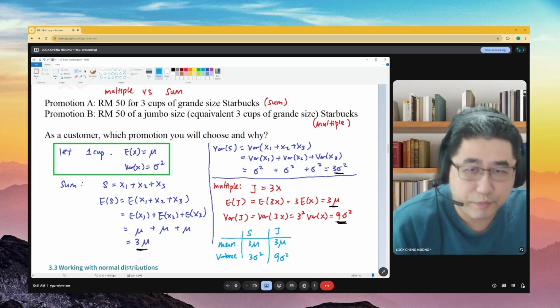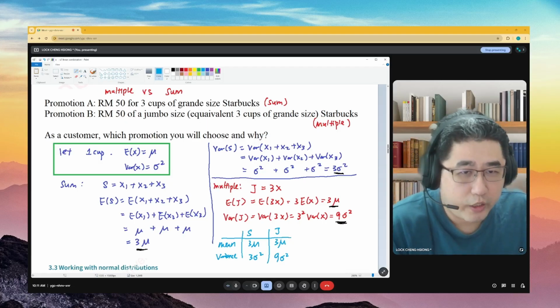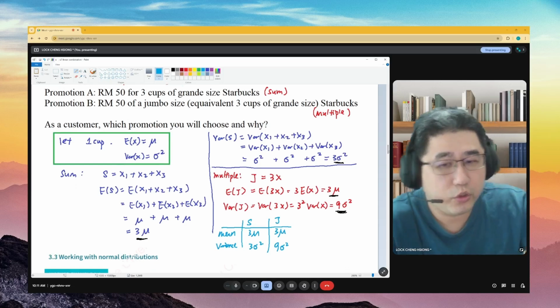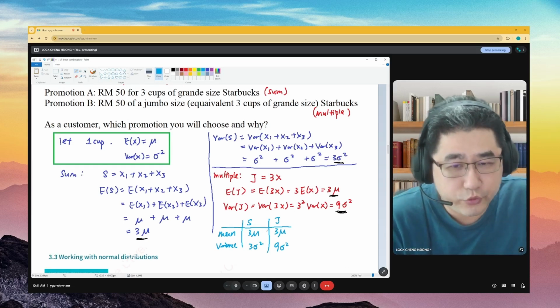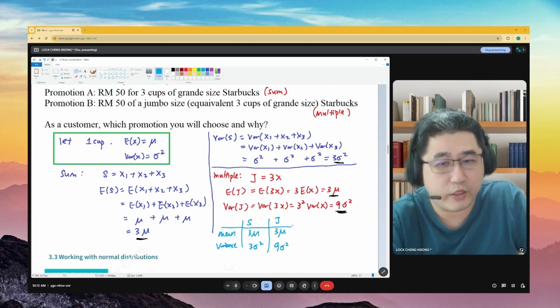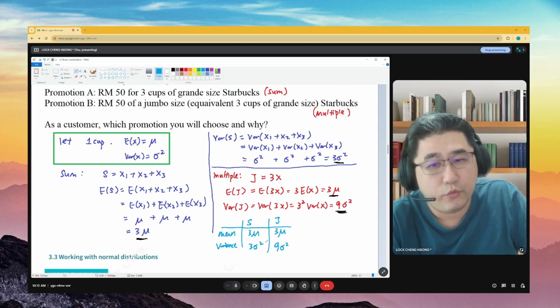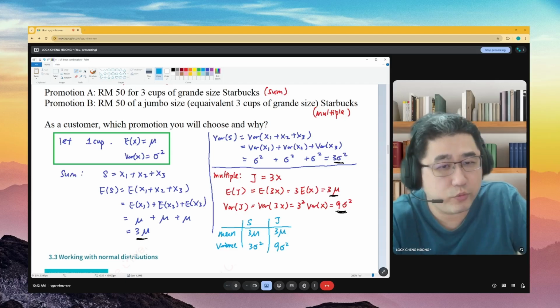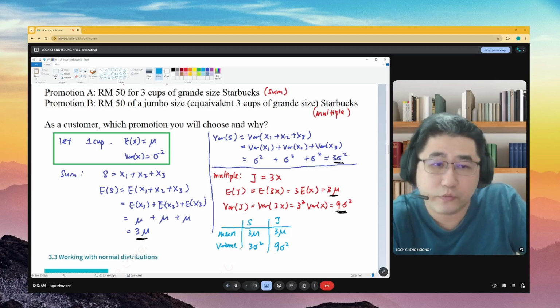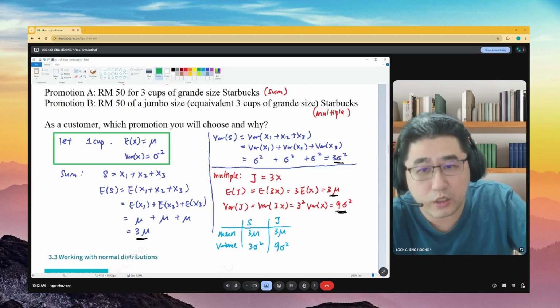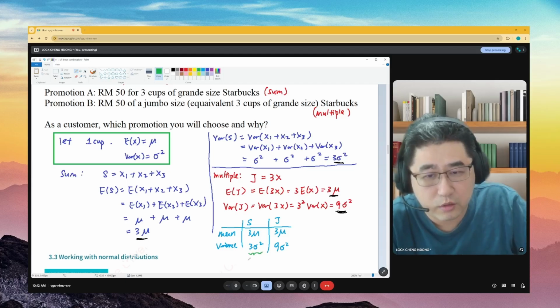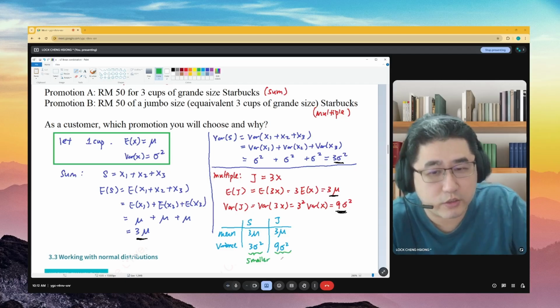You are a customer. You know that on average you're going to get the amount of 3 mu. But variance-wise, the variance, which is the measure of dispersion, the measure of spread, this one is actually smaller than 9 sigma square.